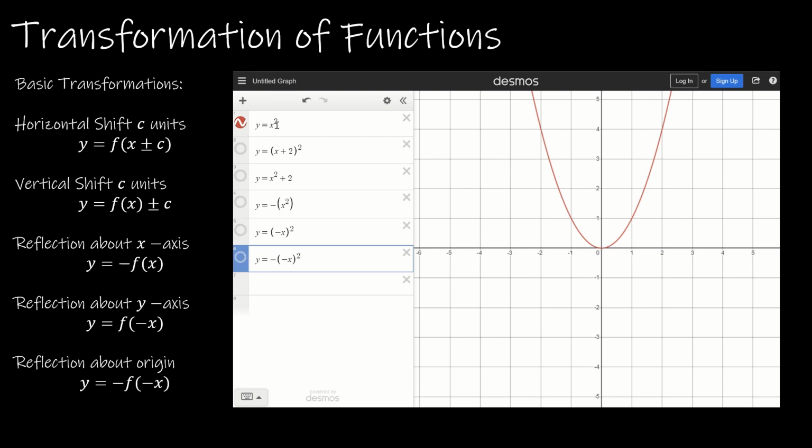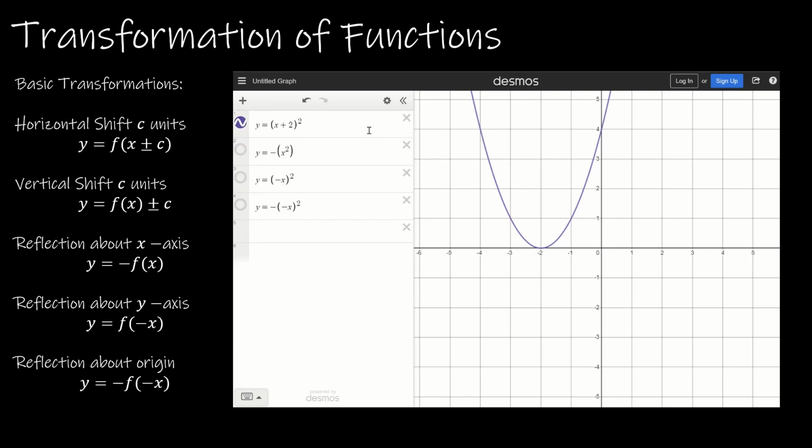Let's say my original function is x plus 2 quantity squared. Let's go ahead and use that as the original function. And let's talk about how we can do the reflections, because those can get a little bit tricky. So if I want to reflect this function, this new purple function, which has already been shifted to the left 2 units, I want to reflect it over the x-axis. It says take negative f of x.